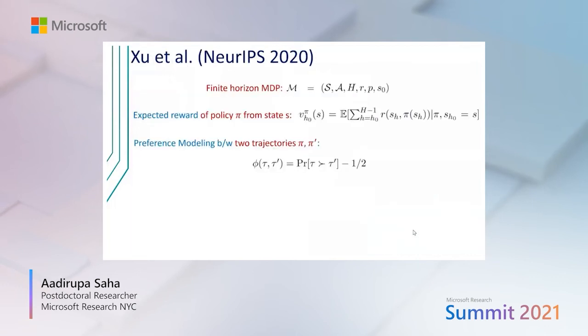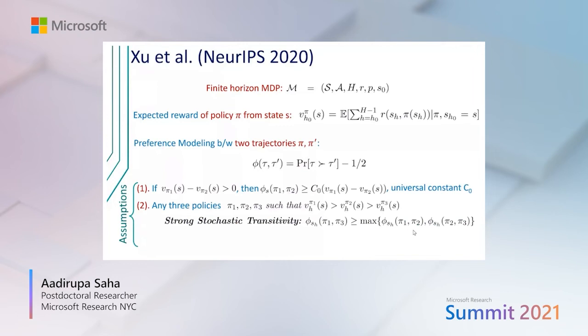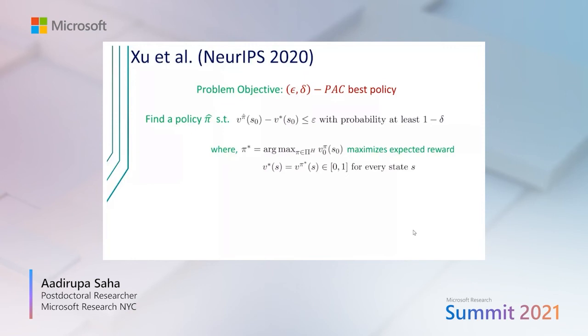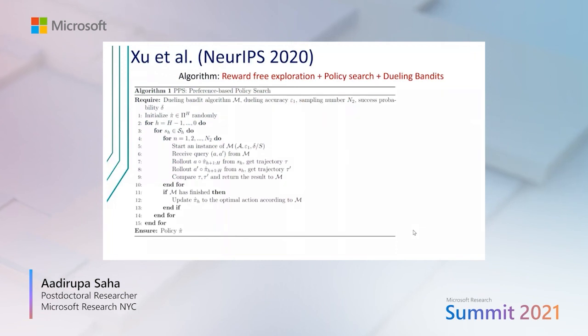Moving to the next work, Zhou et al. actually have pretty much a similar framework. They also make some more assumptions on the preference models. For example, their preference is still proportional to the reward difference of the underlying trajectories. And on top of it, they assume strong stochastic transitivity and stochastic triangle inequality on the preference model. With these assumptions, they try to deal with the objective of finding the PAC epsilon-delta objective, to find the best policy in hindsight with minimum sample complexity. They did a dynamic recursive backpropagation kind of algorithm combined with reward-free exploration and policy search and a dueling bandit framework.